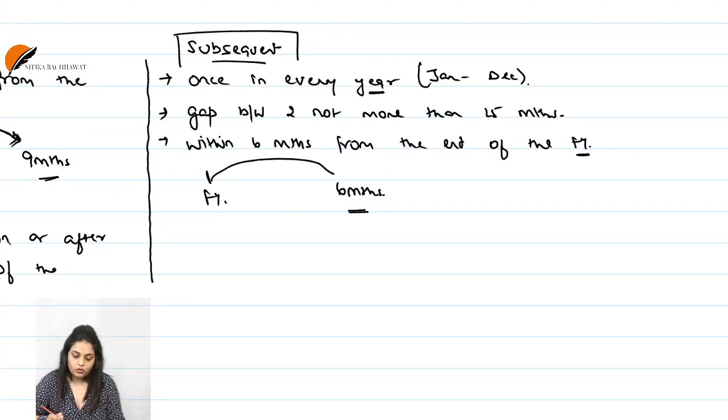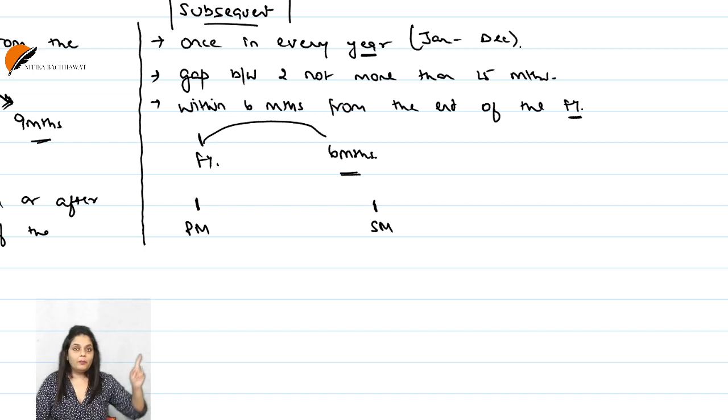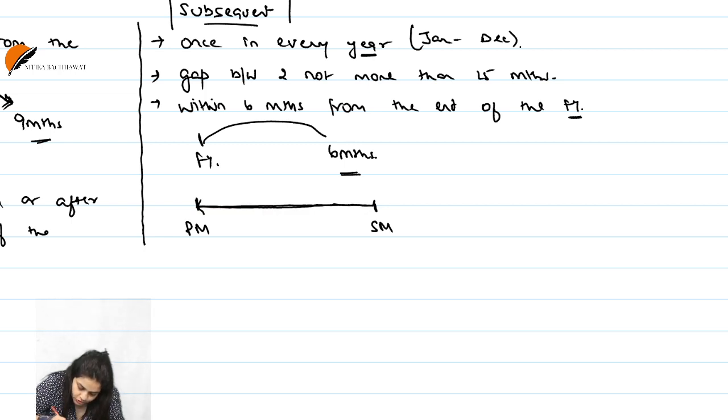Gap between the two not more than 15 months. What does this mean? Previous meeting, subsequent meeting. Now every year I have to hold a meeting, no? Every year I have to hold a meeting. So the previous meeting was held and now the subsequent meeting is held. So between this period should not exceed 15 months. It should be less than or equal to 15 months, but it should not exceed 15 months. Right? It should not exceed 15 months.